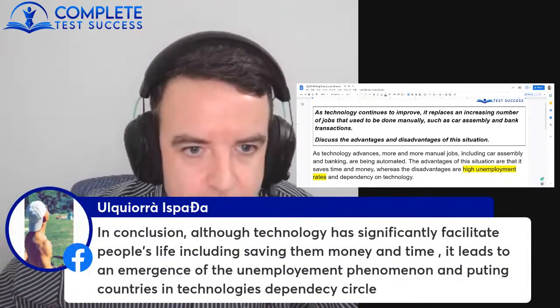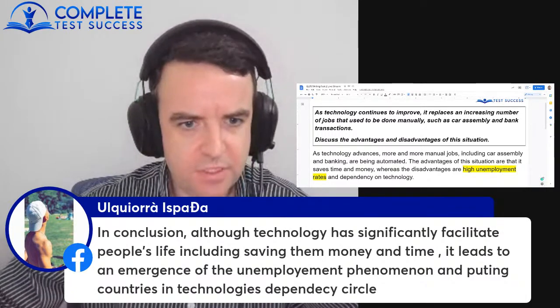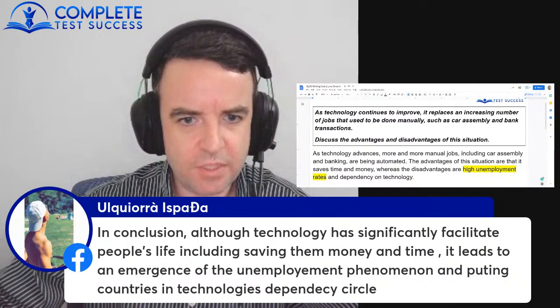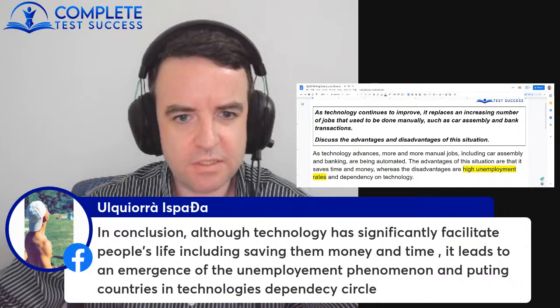Okay, we have another conclusion here. In conclusion, although technology has significantly facilitated people's life, including saving money and time, it leads to an emergence of unemployment phenomenon by putting countries in technology dependency circle.